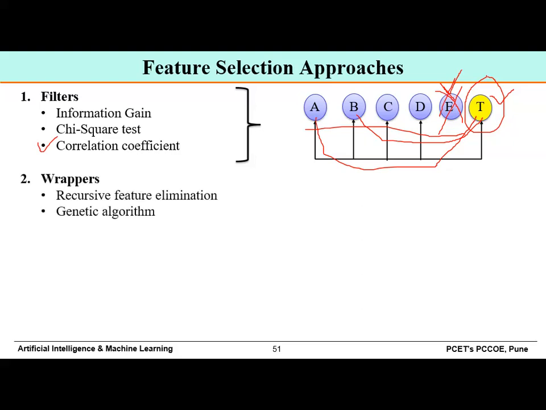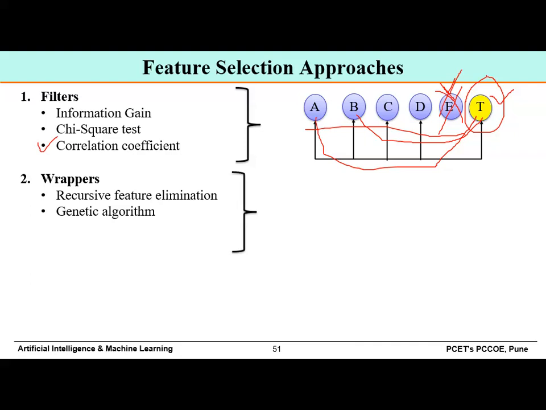Now the second method is wrappers. In that, the recursive feature elimination approach is there, and the genetic algorithm is also there. The recursive feature elimination and genetic algorithm we will be discussing in upcoming units. Whatever feature selection approaches we are discussing here, you just try to understand the basic concept, and the detailed mathematics and the examples we will be discussing in upcoming units as well.